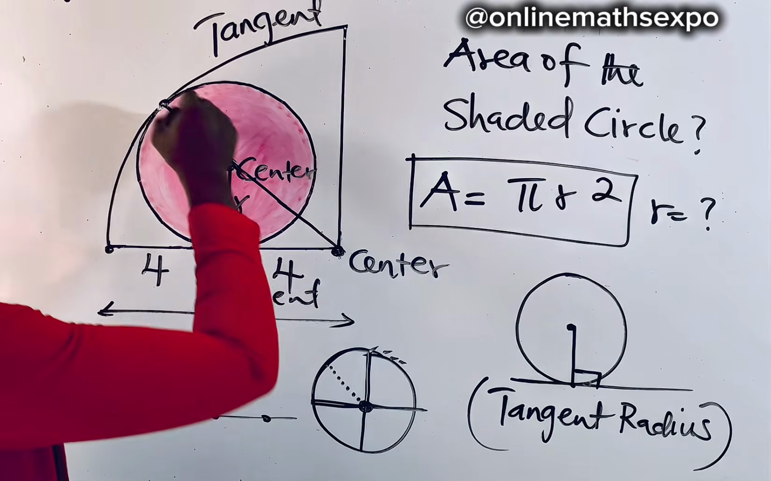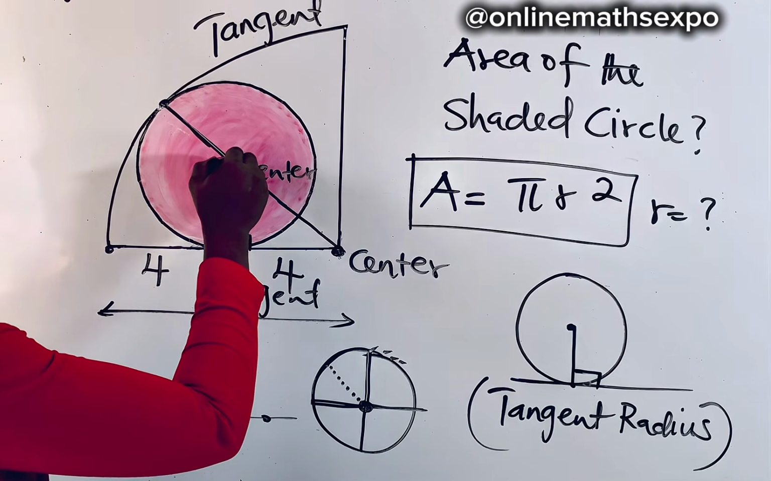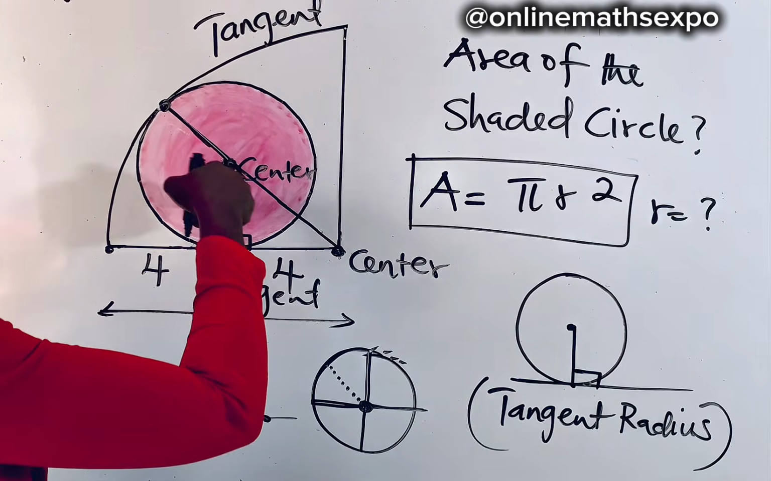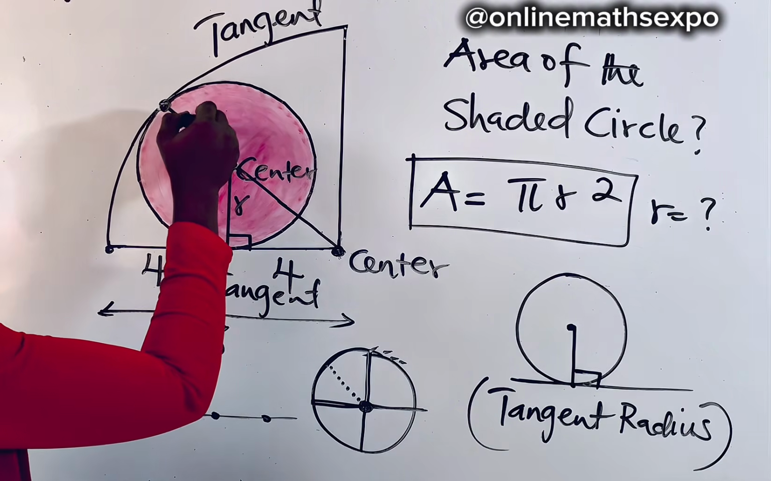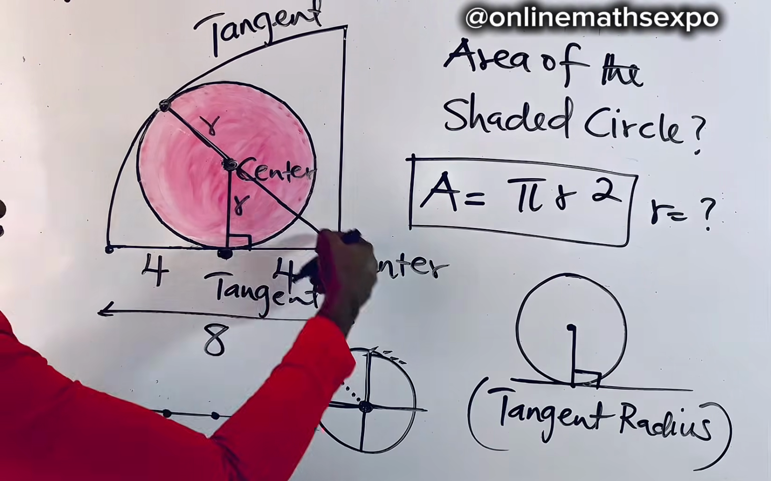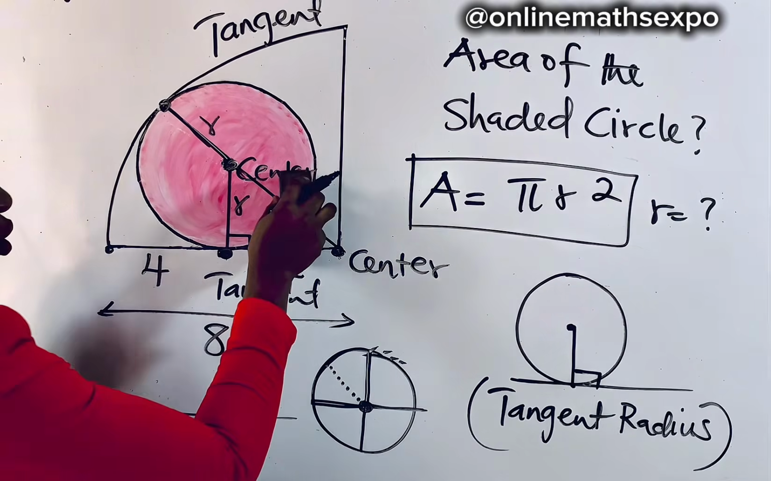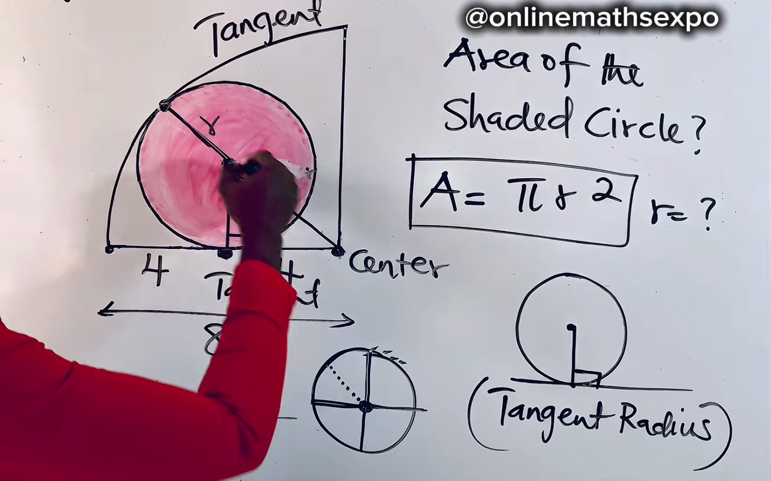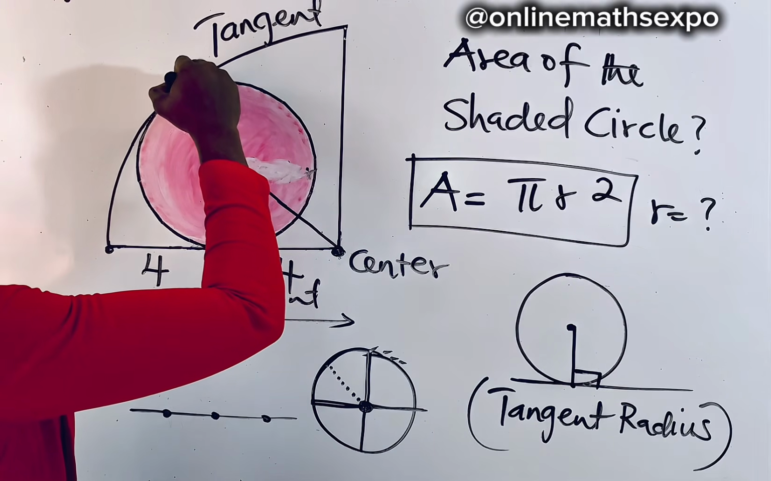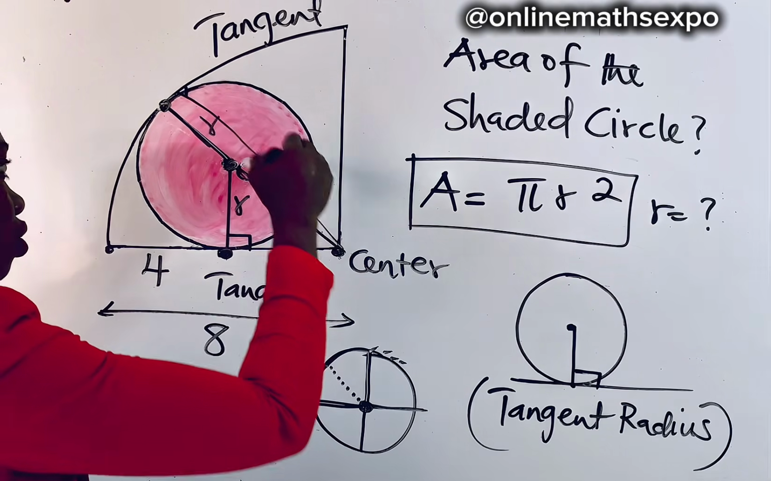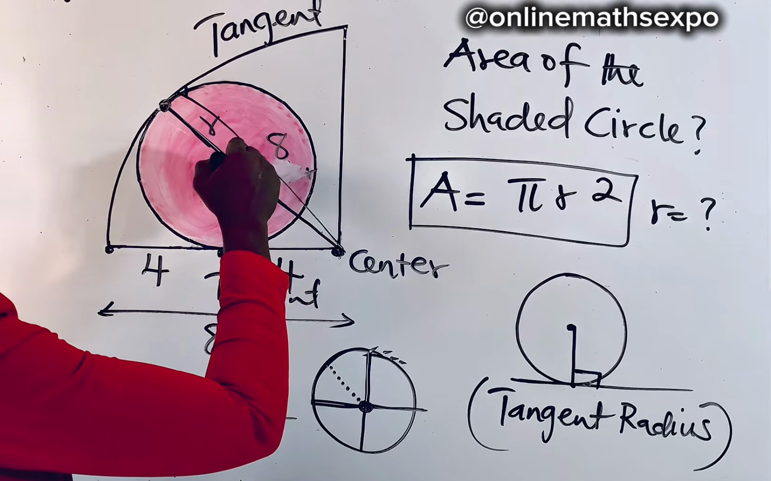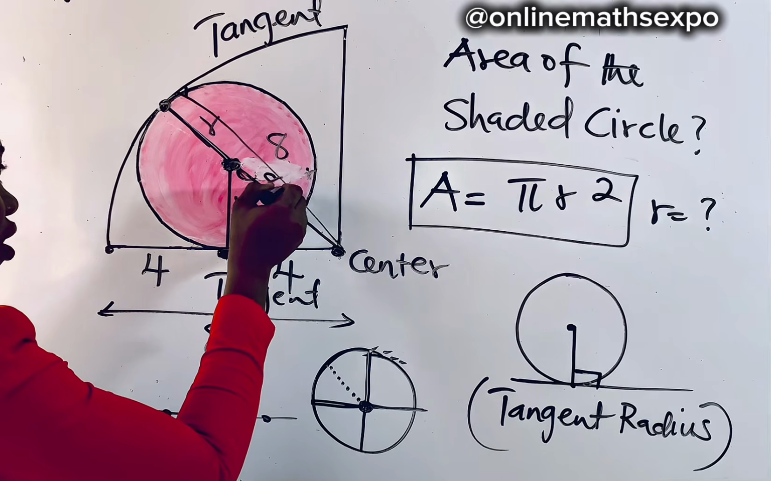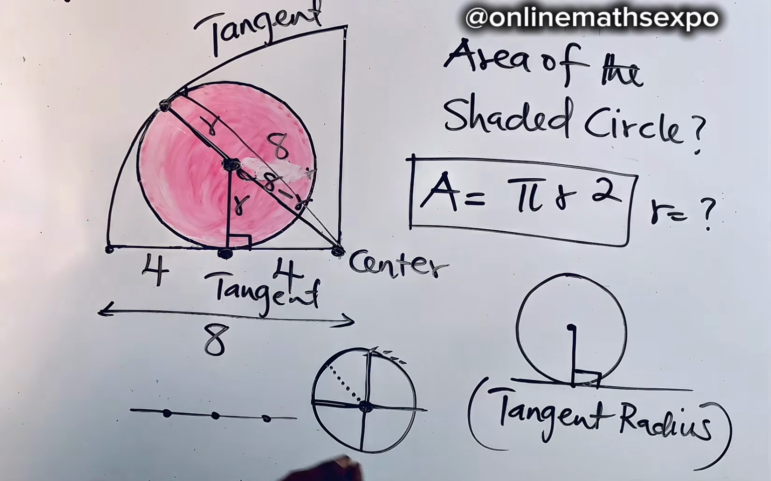In that case, from here to here is 8. And remember that from this end to this end is the radius of the circle. So if from here to here is the radius, then the total length will now be... So to get the total length, from here to here, the total length is 8. So if the total length is 8, the remaining length from this point to this point is going to give us 8 minus r.